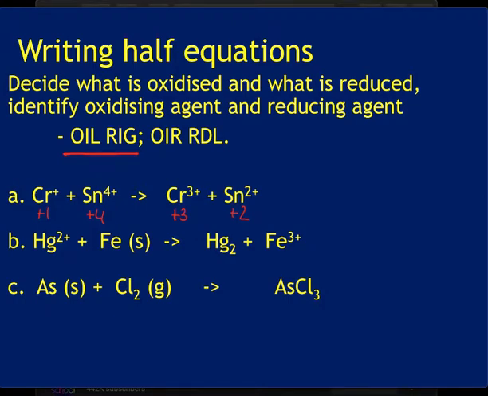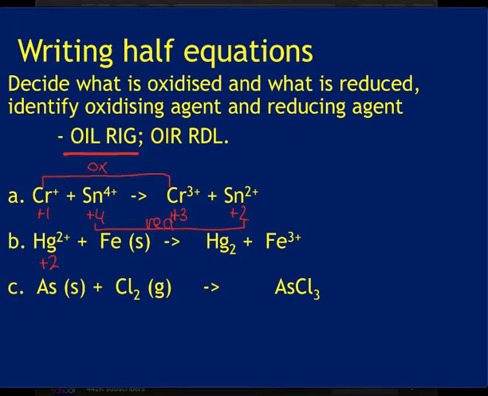So OIR, oxidation, is an increase in oxidation number. You don't really need the OIL RIG part because you don't have to write half equations. Woohoo! But you do need to know that oxidation is an increase in oxidation number. So here, this is what is oxidized, and plus 4 to minus 2 is a decrease in oxidation number. So this is going to be reduced.